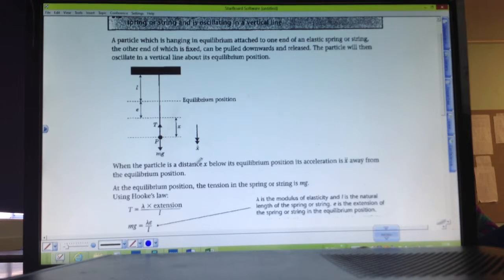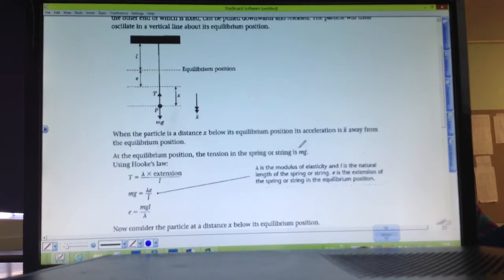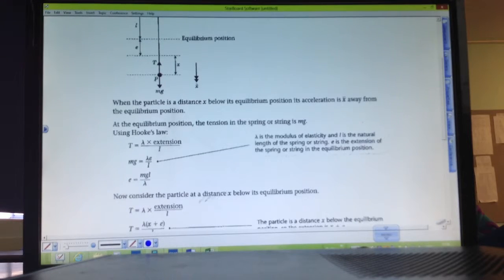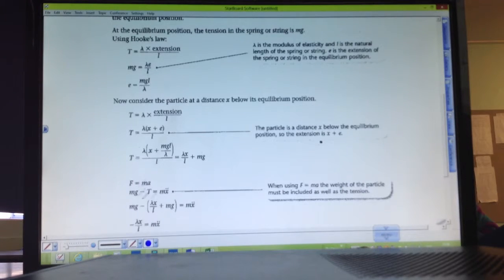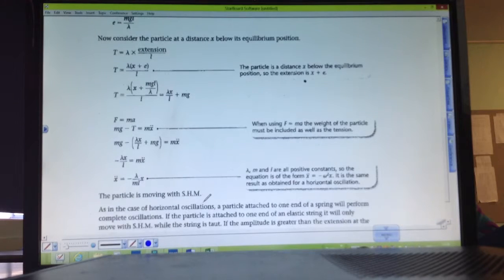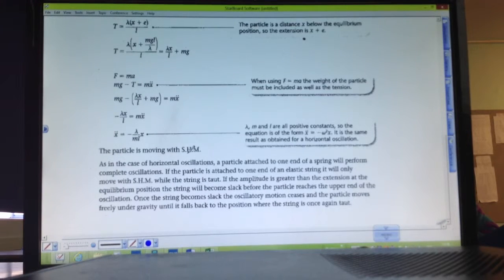So when the particle is a distance of x below the equilibrium position, its acceleration is x dot dot away from the equilibrium position. At the equilibrium position, the tension in the spring is mg, so using Hooke's law, as we saw last time, you consider Newton's second law, and that proves simple harmonic motion. And the reason you would want to do that is to find omega. Now, the particle is moving with SHM because we've got this proof here.